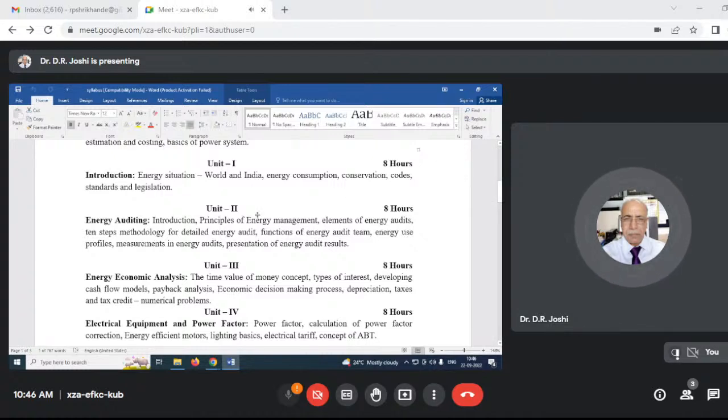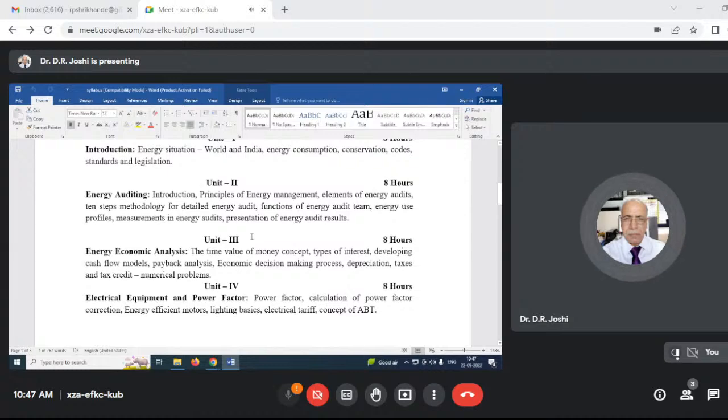And for this we'll have to look into the energy situation of the world and India, where India stands now, what the saving methods are, what the advantages are, and what magnitude we can save. In this first chapter, Unit 1 deals with a lot of graphs and tables. And the next one is the energy audit introduction, and the methods which are used for energy audit. Both of them, Unit 1 and 2, are 100% theoretical.